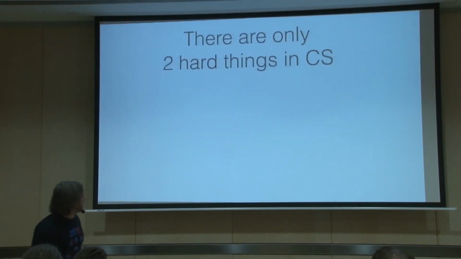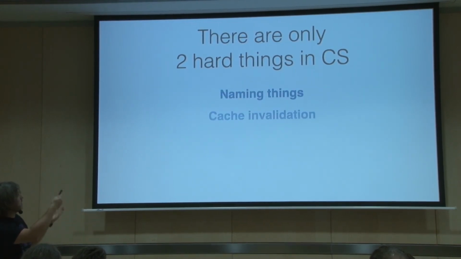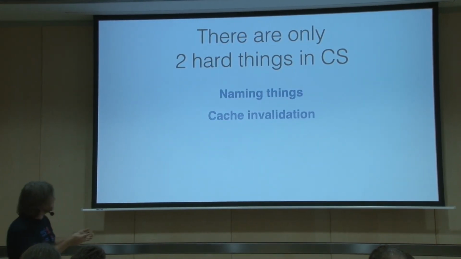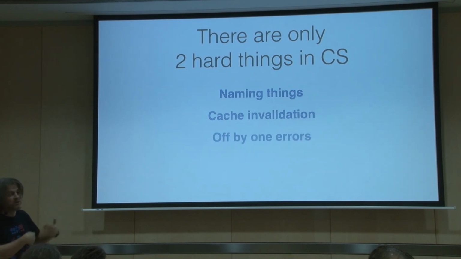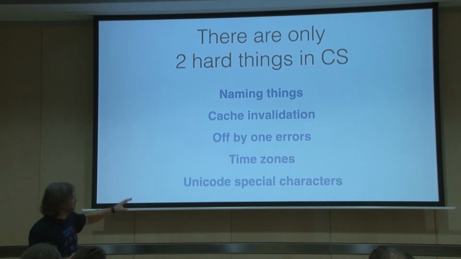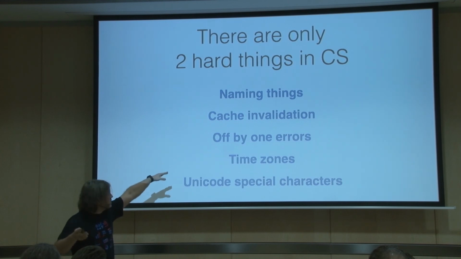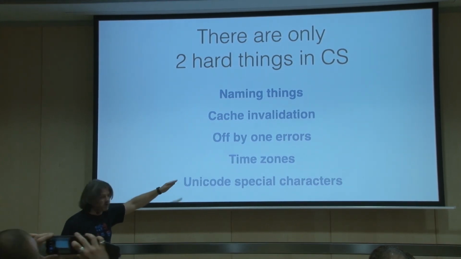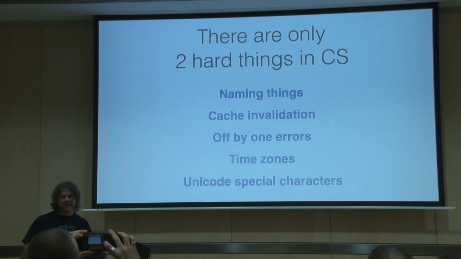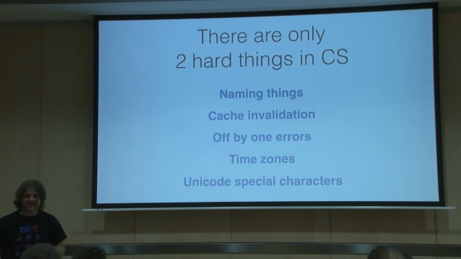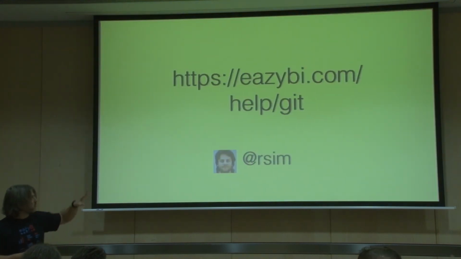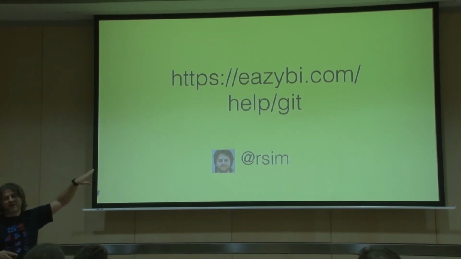Okay, so thank you. I learned that there are only two hard things in computer science: naming things and cache invalidation, as well as off-by-one errors, as well as time zones, as well as Unicode special characters. And I grant you that in each of your applications there's some bug regarding off-by-one errors or time zones or Unicode special characters. So please test these things and use crazy Unicode characters as sample data in your data.